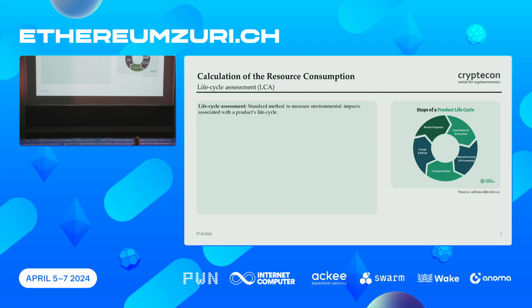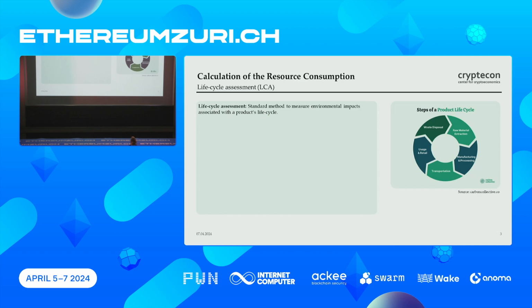So, the life cycle assessment is the standard method used to compute the environmental impacts associated with a product's life cycle. And as you can see, the steps of a product's life cycle are the following. It can be divided into the raw material extraction, that is followed by the manufacturing and processing, and then the product is transported to the retailers, where then it's sold for the consumers. Then they use it, and then they can dispose of the product, or they can bring it to a recycling center.